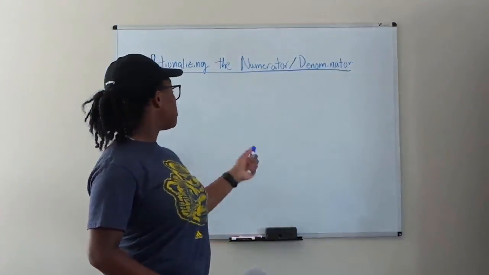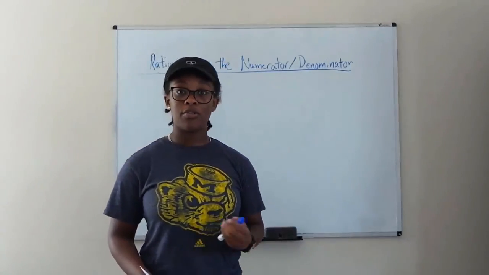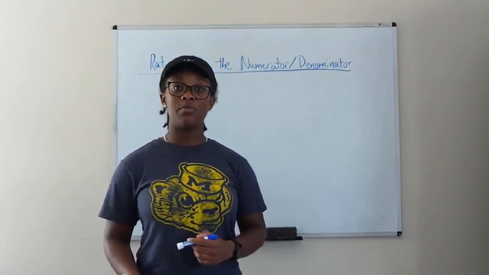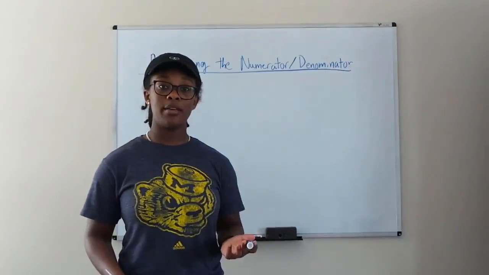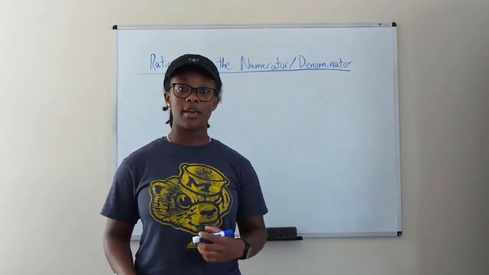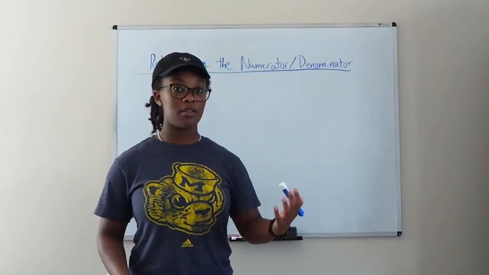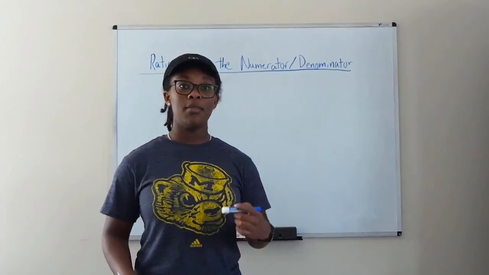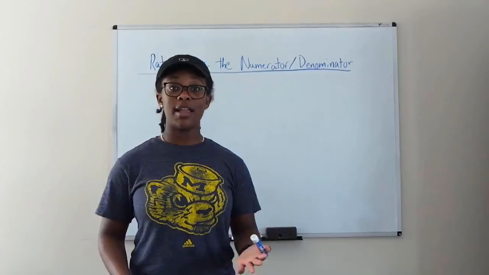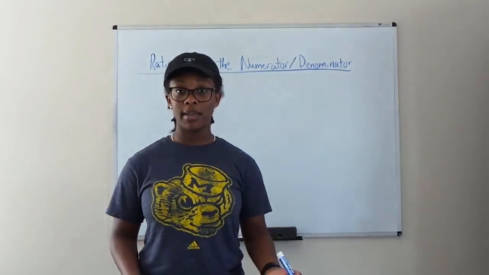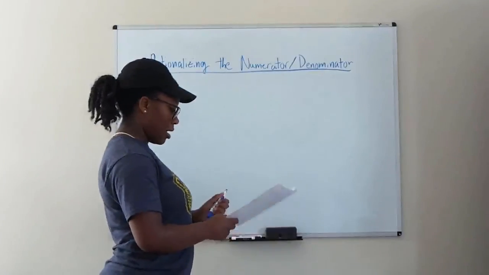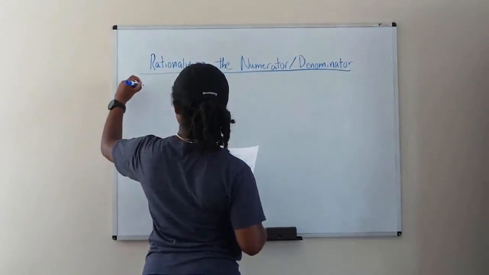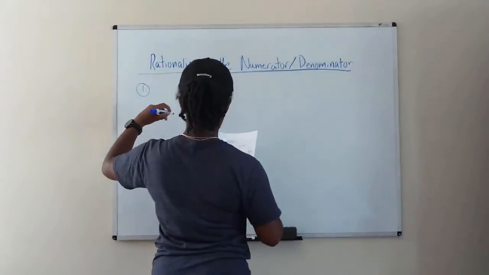So what does it mean to rationalize the numerator or the denominator? Rationalize just means to get rid of any roots or radicals. So the way that you do this is to multiply the top and the bottom by a value so that after you're done, the fraction does not have any more radicals in a problematic area. Okay, so I'm going to show you an example, and then hopefully that'll make a little bit more sense.